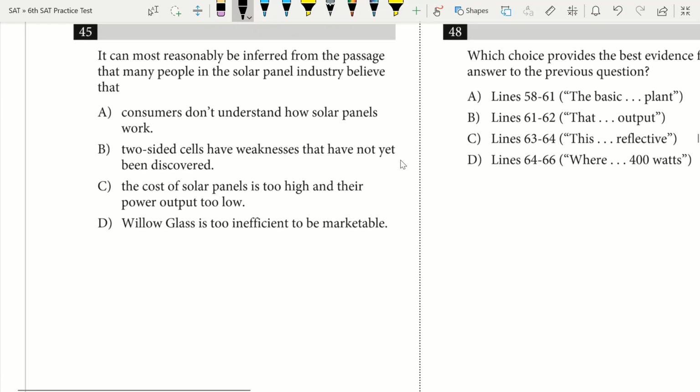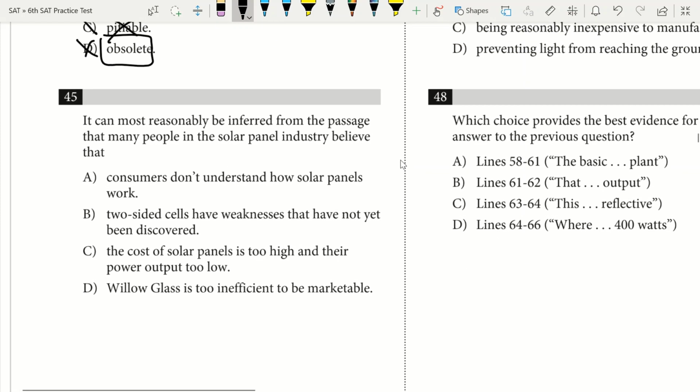45, it can be most reasonably inferred from the passage that many people in the solar industry believe what? Okay, well, many people in the solar industry are believing that the cost of these solar panels is too high and their power output is too low, right? They talk about how they need to have cost reductions before this really is viable as an alternative to natural gas and other forms of energy use. So they're really talking about how they need to drop that cost if they want this to really work out. All right, so that's 45. 45, we know our answer there is going to be C.